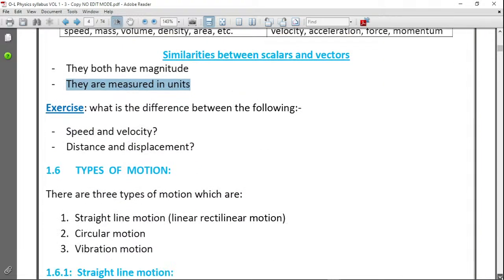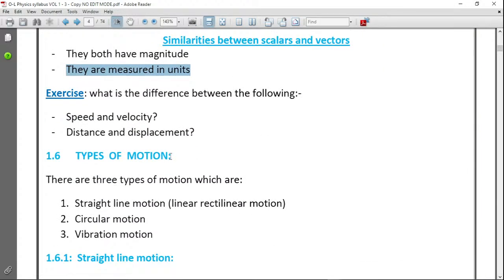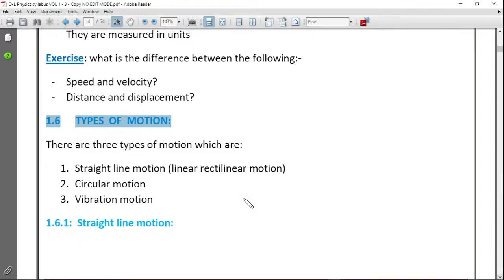So that's where we round up with that. We now move to motion. There are three types of motion. We have straight line motion, also known as linear, rectilinear motion. We have circular motion and vibrational motion. This vibrational motion is also called oscillatory motion.